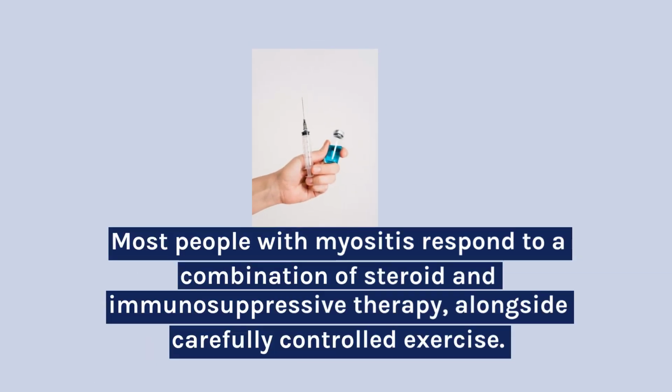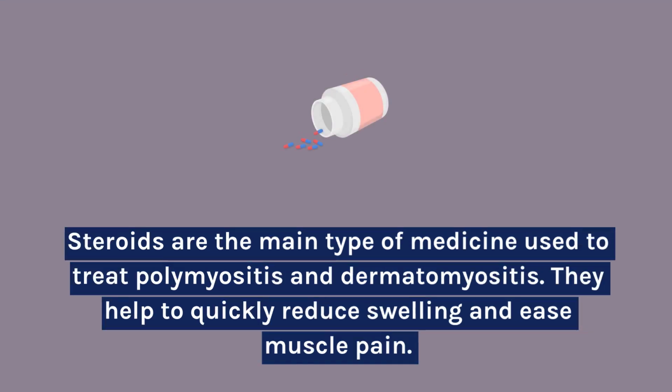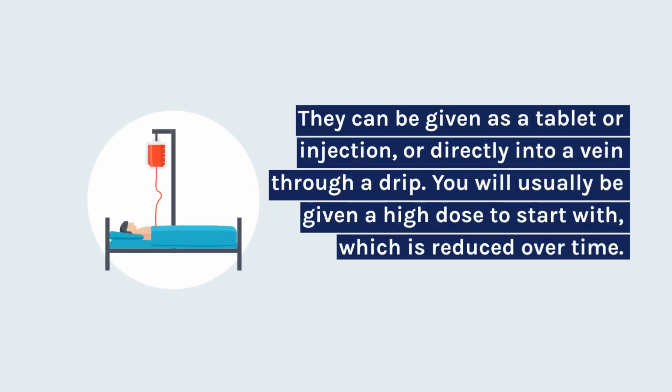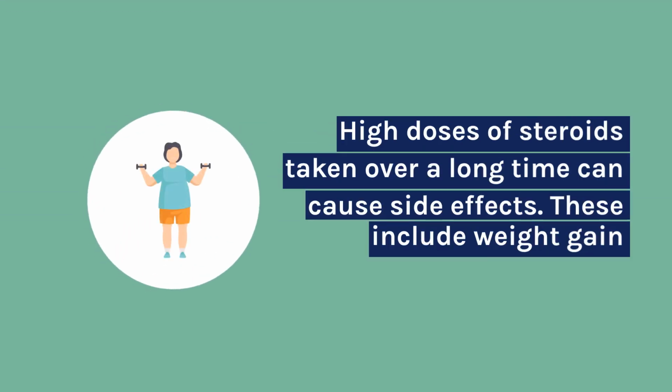Most people with myositis respond to a combination of steroid and immunosuppressive therapy, alongside carefully controlled exercise. Steroids are the main type of medicine used to treat polymyositis and dermatomyositis. They help to quickly reduce swelling and ease muscle pain. They can be given as a tablet or injection, or directly into a vein through a drip. You will usually be given a high dose to start with, which is reduced over time. High doses of steroids taken over a long time can cause side effects.